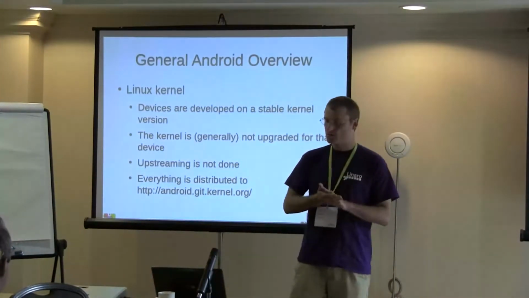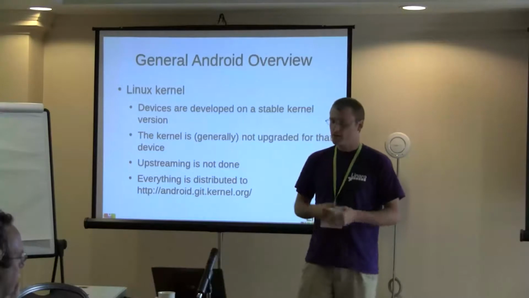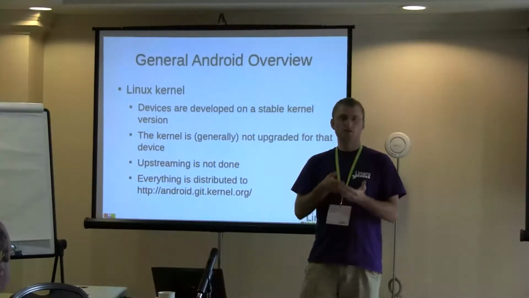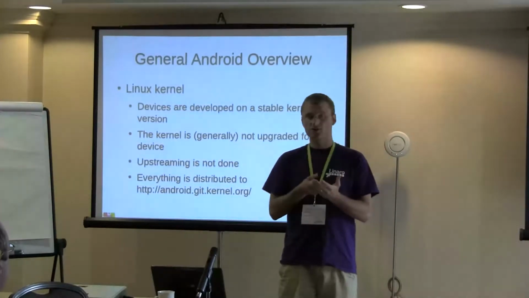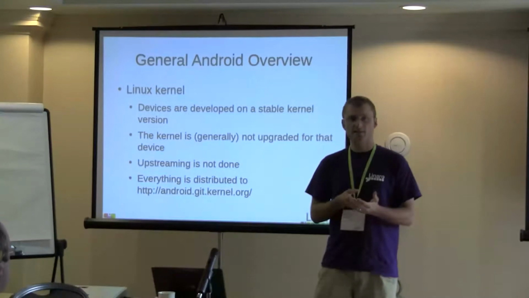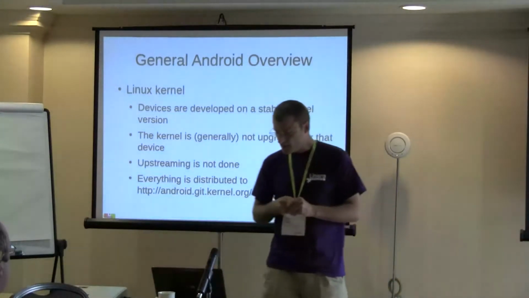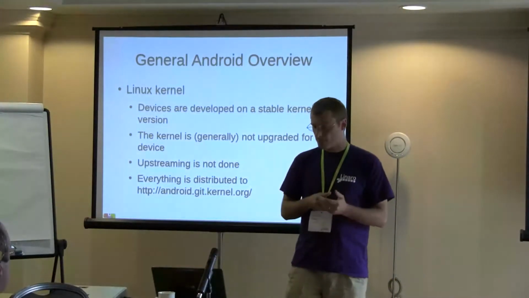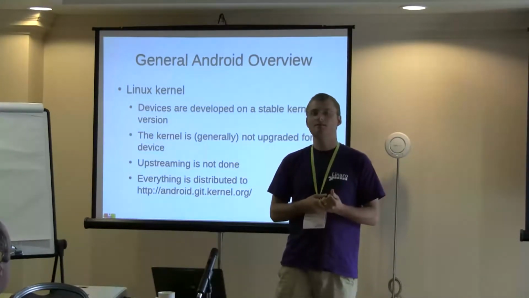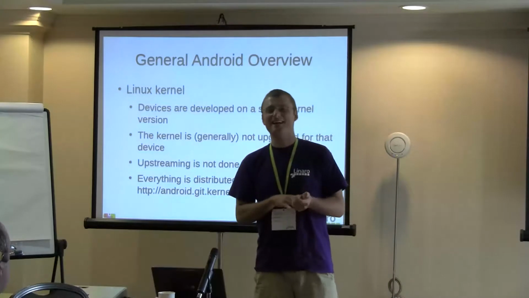All right, so it's developed on a stable kernel. The kernel is generally not upgraded during distribution. This is not universally true. It happened with 38, so they moved to 38 mid-cycle for Nexus 1. Upstreaming is not done. Sort of. Ish.